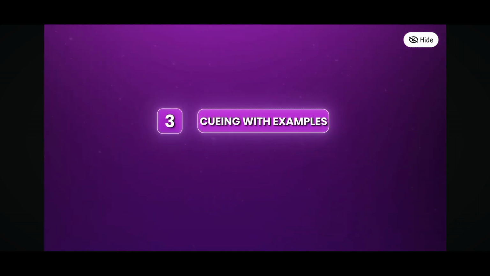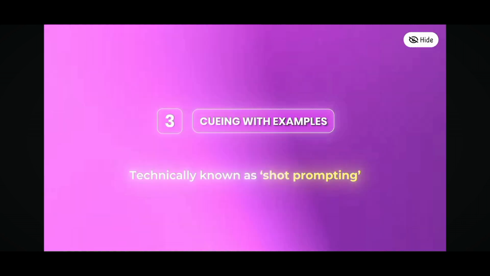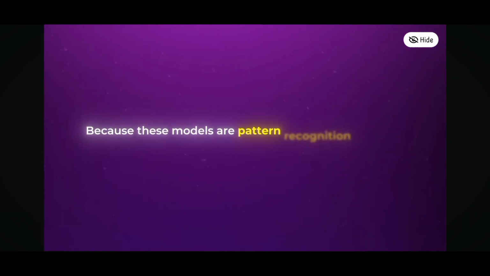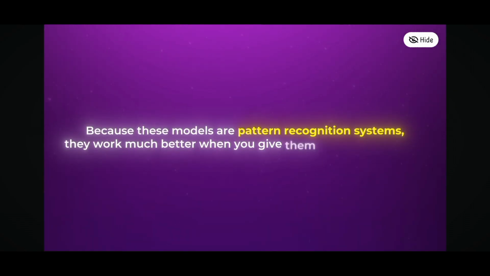The third step is prompting with examples, technically known as shot prompting. Zero shot is when you just ask a question directly, but because these models are pattern recognition systems, they work much better when you give them a pattern to follow.